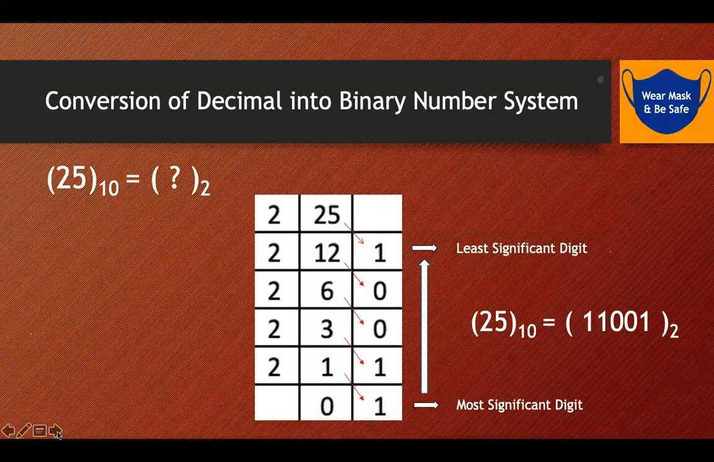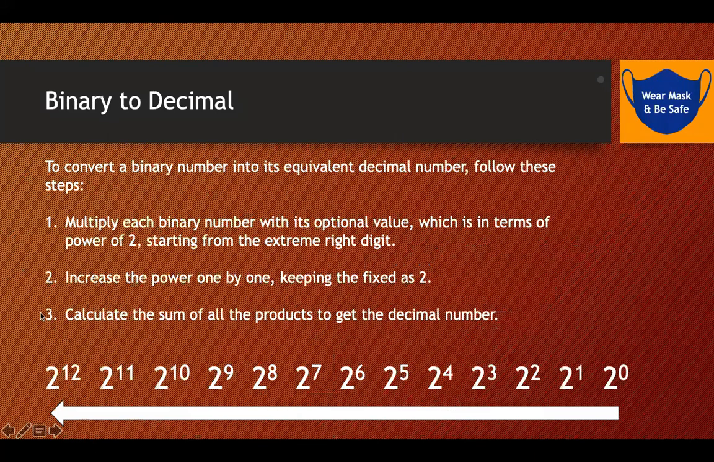Now we'll move forward. Next one is binary to decimal. When we are talking about binary to decimal, again some set of instructions are there. What do we have to follow for converting from binary to decimal number? The set of instructions are: you have to multiply each binary number with its positional value, which is in terms of power of 2.